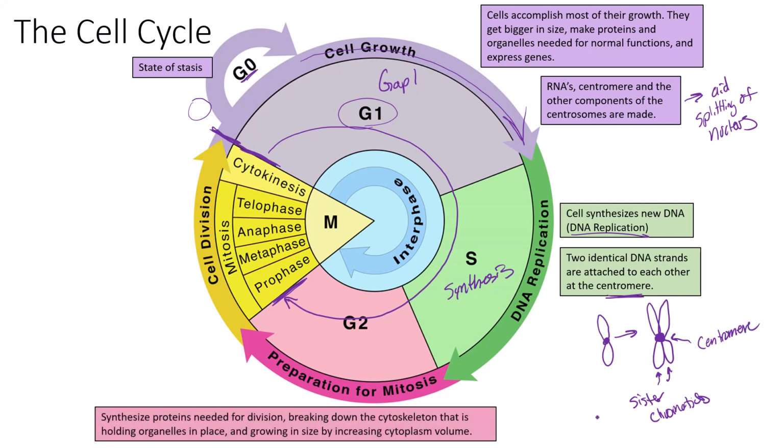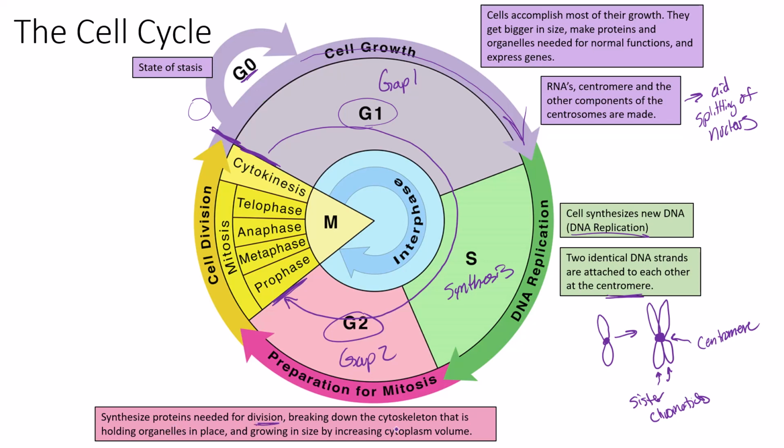In G2, again, G2 is the third phase of interphase. G2 stands for gap 2. It's going to follow the S phase, and in gap 2, this is all about the preparation for mitosis. So the cell is going to synthesize proteins needed for cell division.